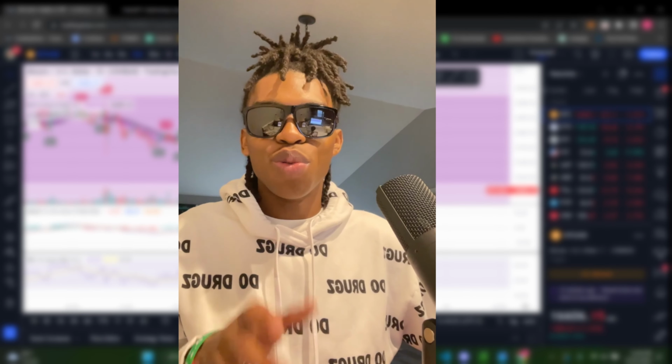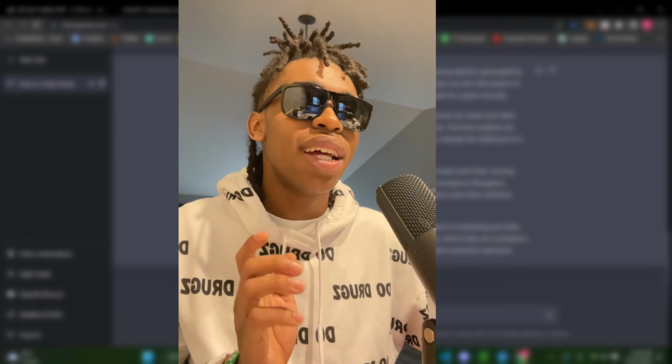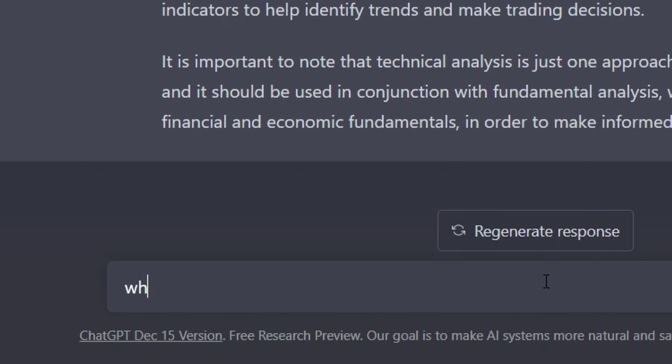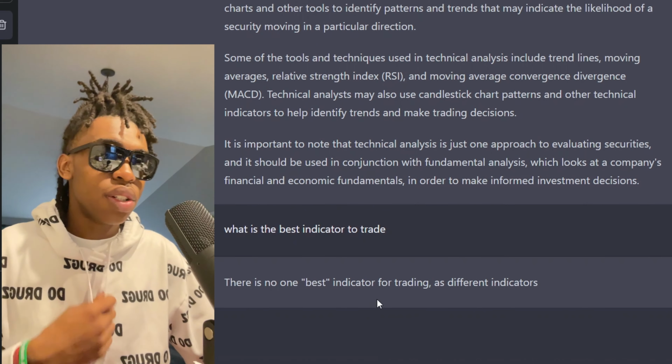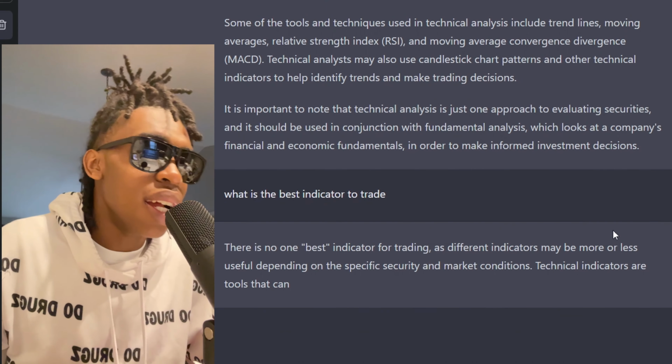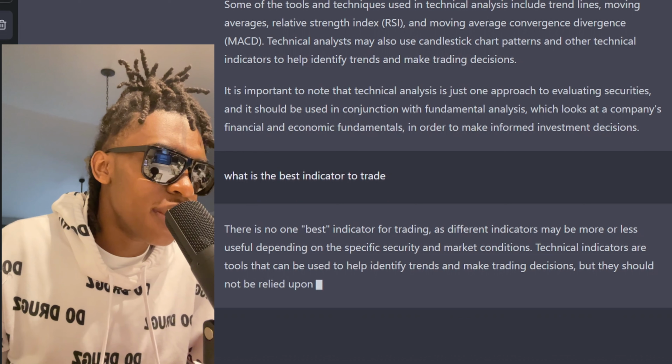Okay, this is what we're going to do. We're going to ask the AI what is the best indicator to trade. What is the best indicator to trade? You know what I'm saying? There's no best indicator for trading, more or less, okay.